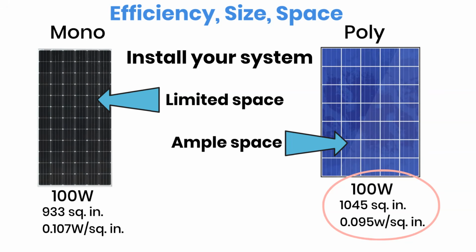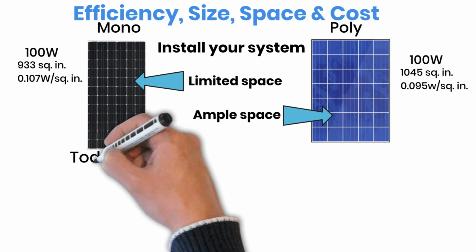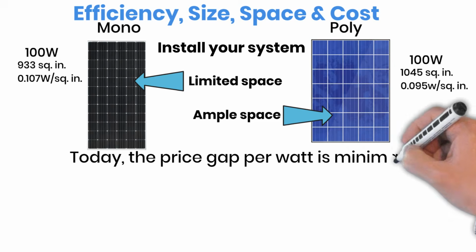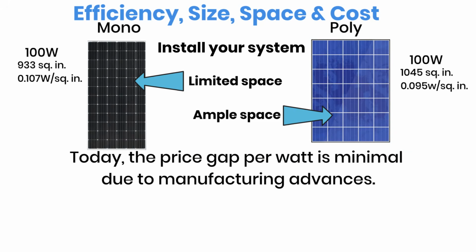Now let's briefly talk about cost. Years ago, there was a noticeable price difference between mono and poly panels. Polycrystalline used to be significantly cheaper per watt. But with improvements in manufacturing technology, the price gap has become much smaller. Today, in many markets, the difference per watt is minimal, so the decision is no longer just about price. It often comes down to space efficiency and personal preference.